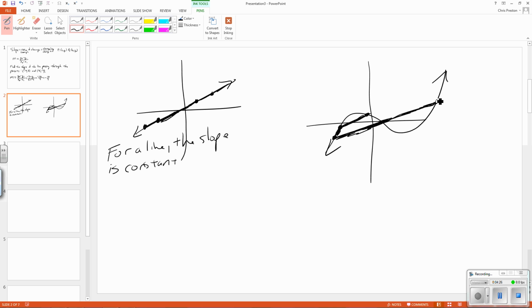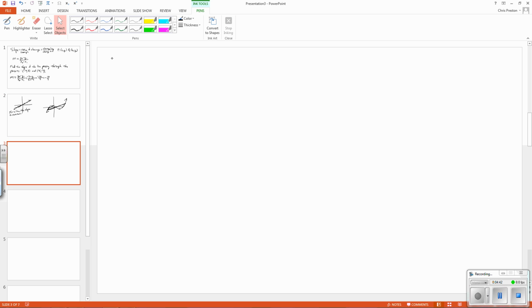And so there are techniques to figure out what the slope is here versus here versus here. But that requires calculus, and so obviously we're not going to get into that. So what we're going to look at is the average rate of change. In other words, what does the slope look like on average?